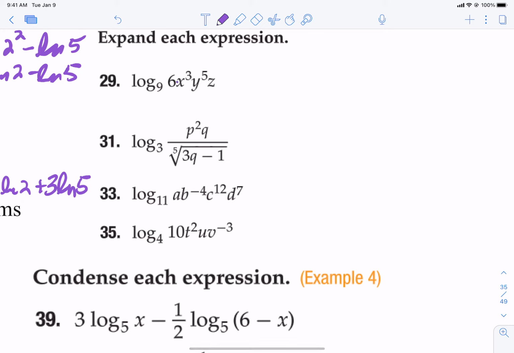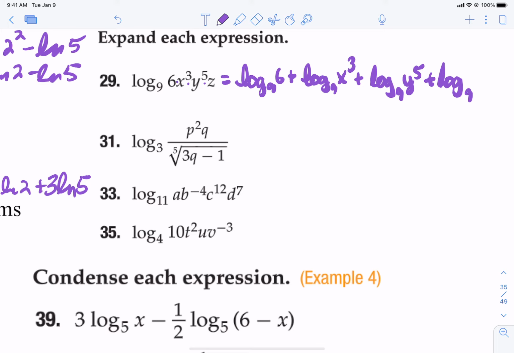Each one of these things inside the logarithm is multiplied together. We can use our rule of expanding by taking those and writing each in its own unique logarithm with pluses between them. So this is going to be the log base 9 of 6 plus the log base 9 of x cubed plus the log base 9 of z. Now that's just the first step of the experiment.